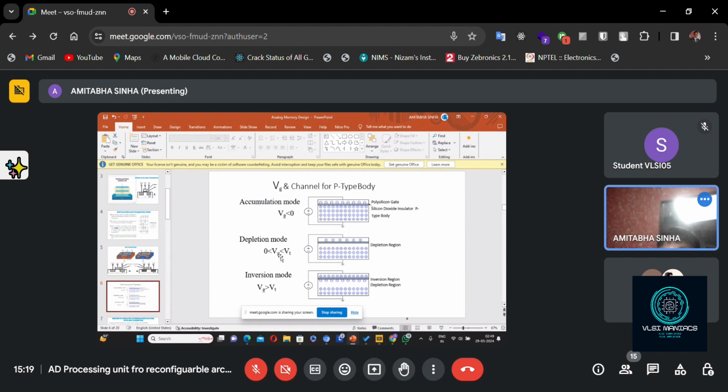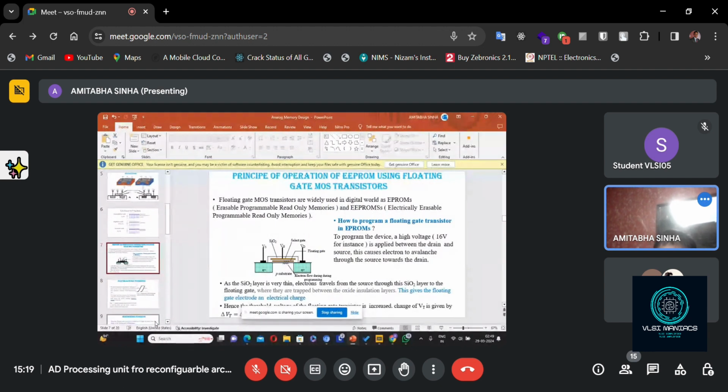If we give more, but still less than the threshold voltage, that is, greater than 0 but less than the threshold, then what will happen? Some repulsion will be there, and some depletion layer will be formed. And when it is more than the threshold voltage, yes, the current will be flowing. This is the inversion region and this is the depletion region. So these are the basic concepts; we all know that.